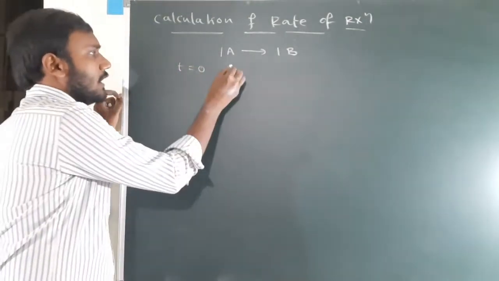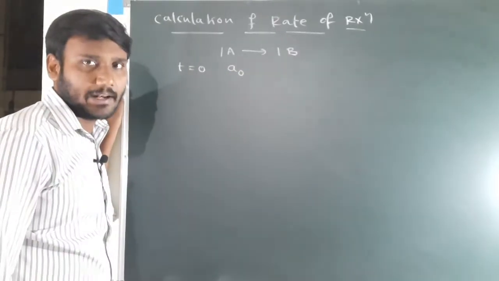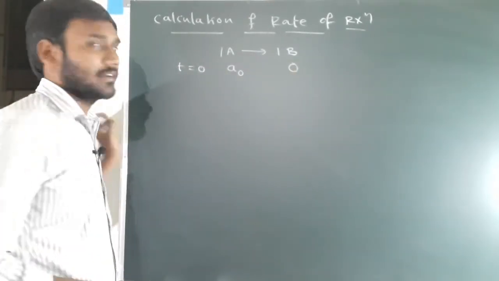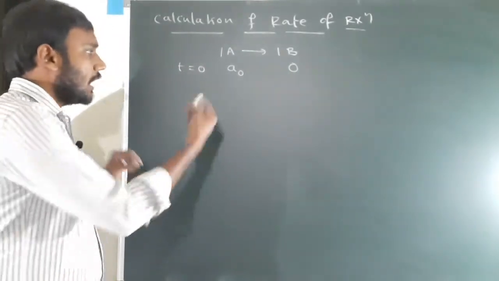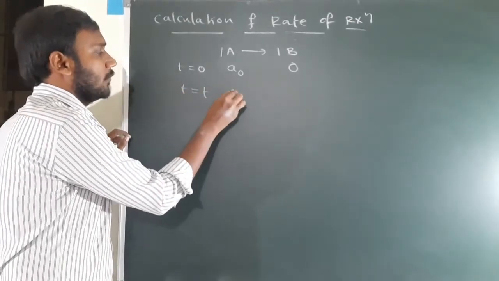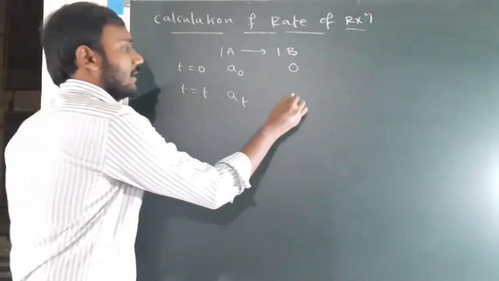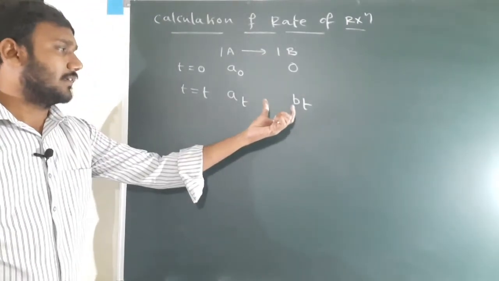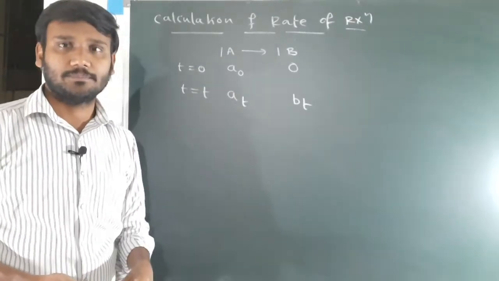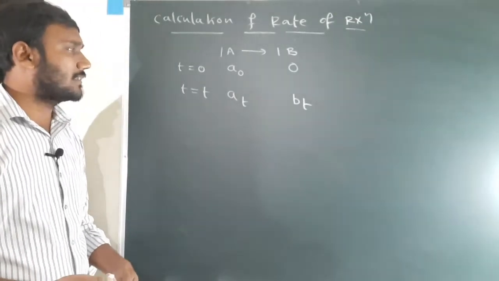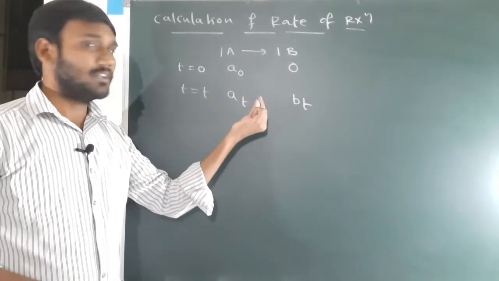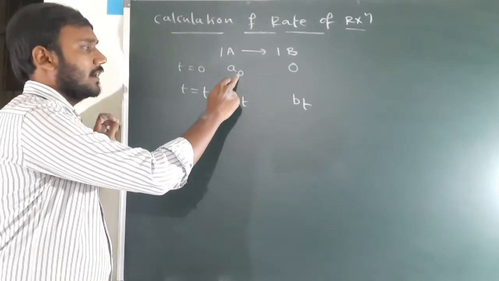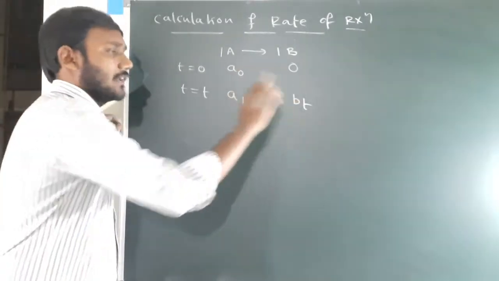At the 0 time, the concentration of the reactant I am taking as A naught. At the 0 time, the product does not form, so the product concentration is 0. Next, after some time, that means at t equal to t, the concentration of the reactant is At and the concentration of the product I am taking as Bt. That means some amount of the concentration is converted from reactant to product. For example, x amount of the concentration from the A naught is converted to product.